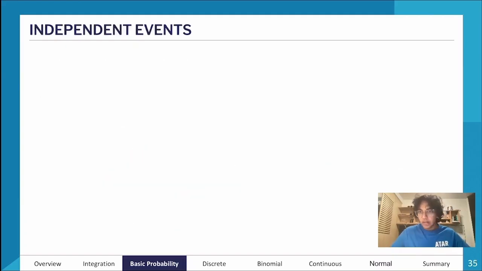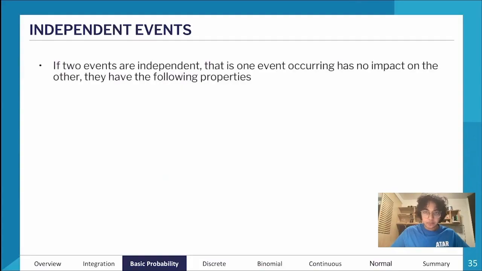Okay, let's talk a bit about independent events again. Like I mentioned, if 2 independent events are occurring, the probability of one happening doesn't affect the probability of another happening. So if I've got a conditional probability, probability of B given A, the probability of B occurring is not going to affect the probability of A. So that doesn't affect anything.